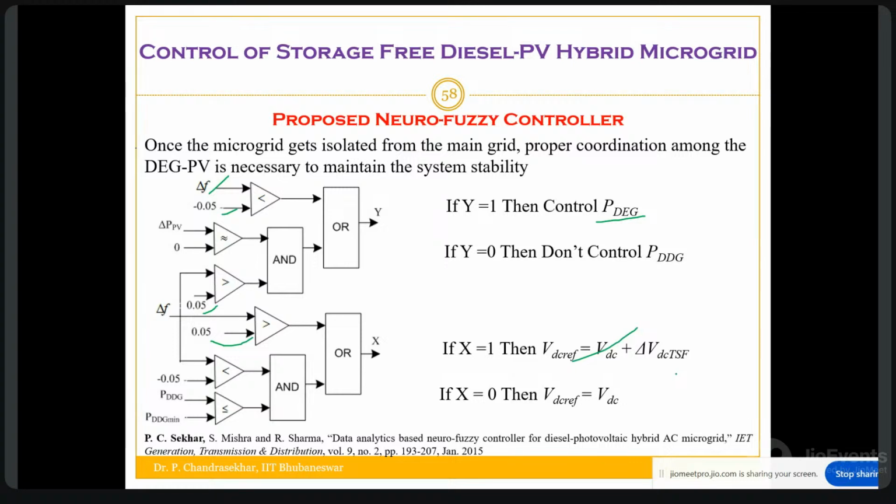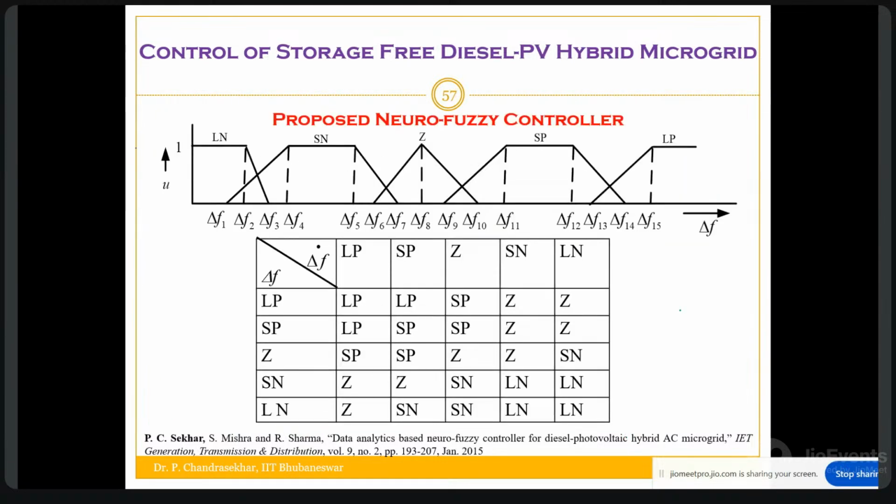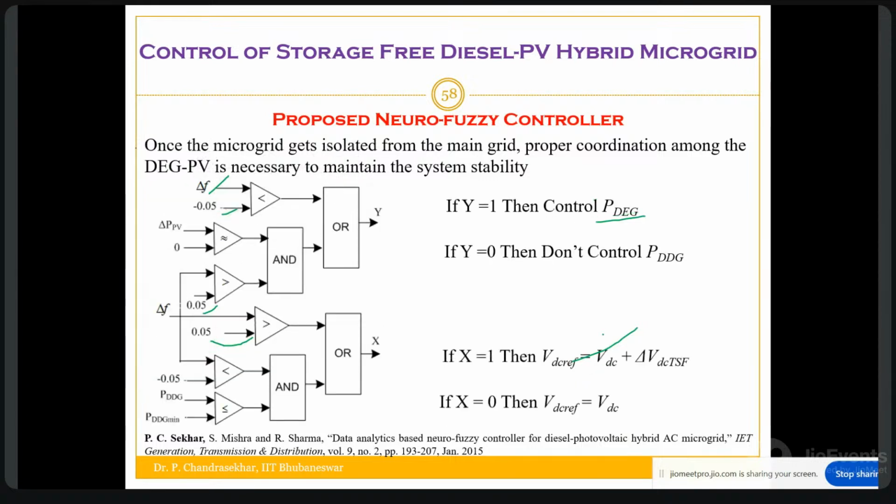How long can I increase? I can go up to maximum power point, right? Beyond that, I cannot increase. That is my limit. So when the frequency is less than the nominal value, I should control the output of the PV generator, or more precisely, I should increase the power output of the PV generator.